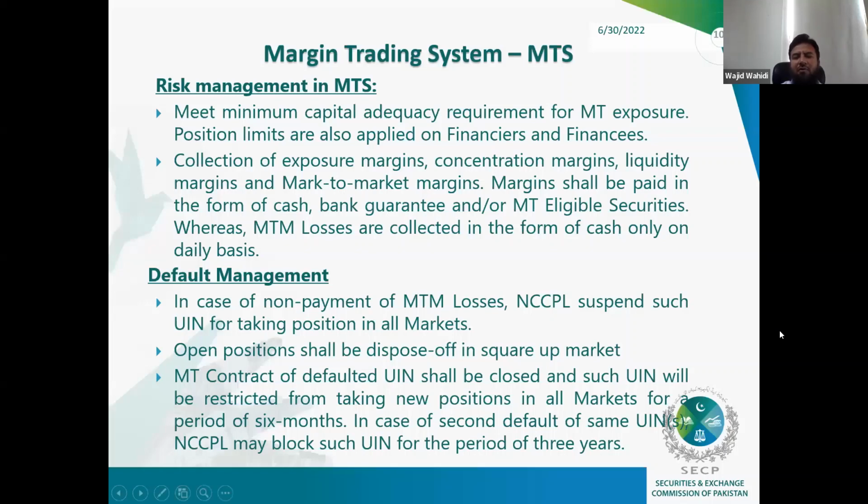So normally the leverage product is beneficial when the market becomes bullish or has an increasing trend. But when the market is going down, these products will not be suitable for normal investors. Now I'll discuss the mark-to-market losses. Mark-to-market means if the price of a share is 100 rupees and it goes down to 95 rupees, that 5 rupees is mark-to-market. Your margin should be equal to the price of the scrip. So 5% has been eroded, and the financee has to pay 5% as mark-to-market losses to the financier.